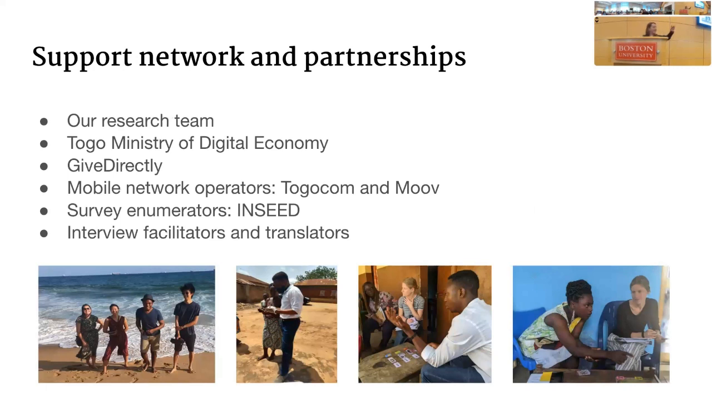Last thing, as I was putting together these slides, it reminded me of what an incredible team it took to make this project and this cash transfer program in Togo happen. There are probably at least 100, if not more, people involved in this project, and I get to be the one to talk about it, but there are so many people from the government, from GiveDirectly, from the mobile network operators. We had 100-plus survey enumerators that worked for us on our survey in Togo. And since then, our interview facilitators and translators for the qualitative research have all put so much time and effort into this project.